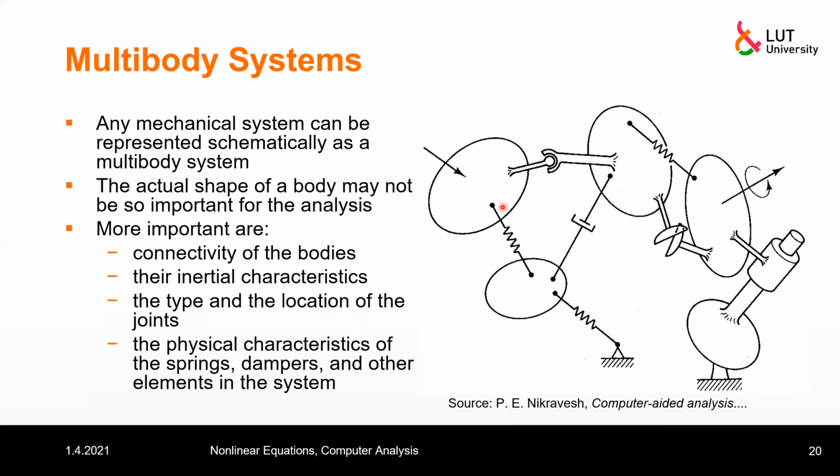As you can see here, the bodies have the shapes of this X, or potatoes. Let's say we have Easter, so this is an X shape. Because we don't deal with contacts, the exact shape is not so important, and inertial properties are far more important. Also important are the type and location of joints and physical characteristics of other things like forces, springs, dampers, and torques.